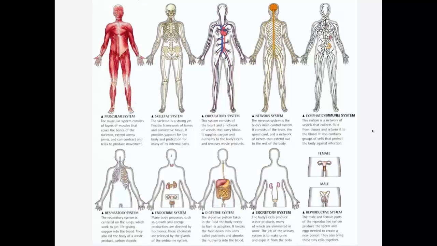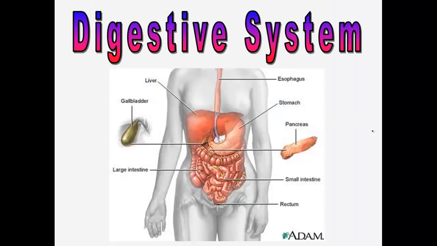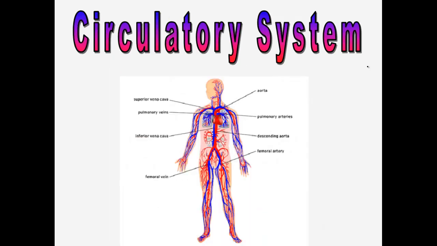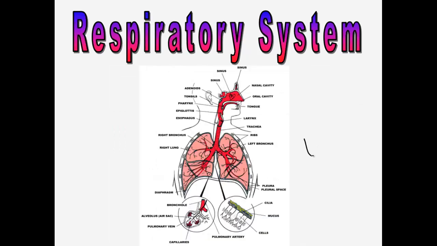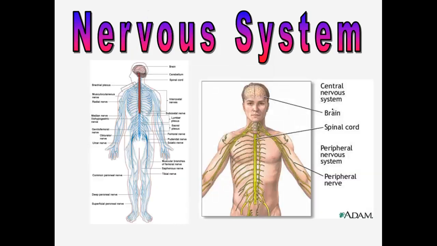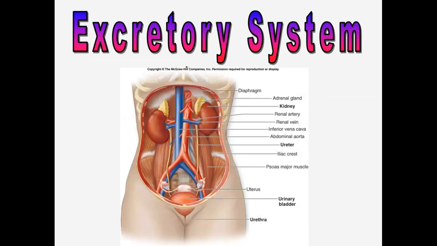So what systems will we be studying this year? Well, we'll be studying the digestive system. That will be our first unit. We'll learn all about how we eat and digest our food. We'll be talking about the circulatory system and the heart and the blood and the arteries and veins in your body. And along with that system, we'll be talking about the immune system, how we protect our bodies from disease. And then we'll move on to the respiratory system, talking about our lungs and how we breathe and how oxygen gets delivered to our bodies. And then the nervous system, we'll be talking about the brain and all the nerves and how they communicate with our bodies, tell us what to do.